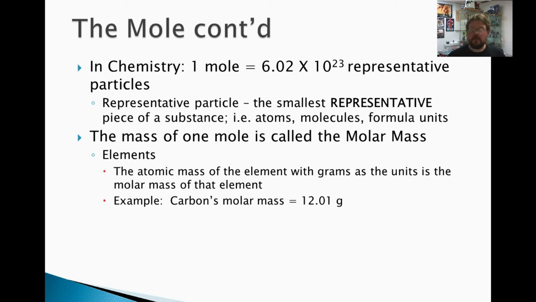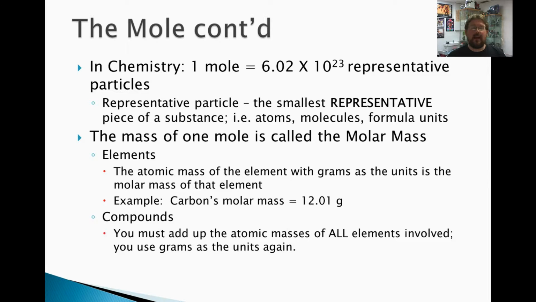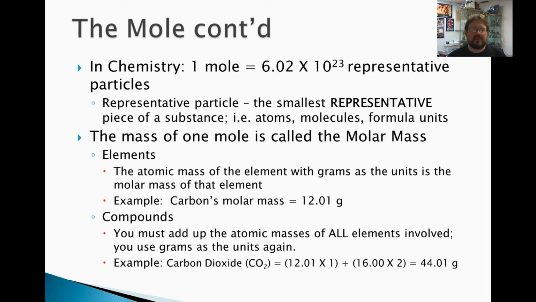For compounds, it's a bit trickier because they're made of more than one thing. So what you have to do is add up the atomic masses of all the elements involved, and then you use grams as the units again. What does this look like? Well, let's look at carbon dioxide. What's the formula for carbon dioxide? Hopefully you got it, and it's CO2. That means the compound is made of 1 carbon and 2 oxygens.